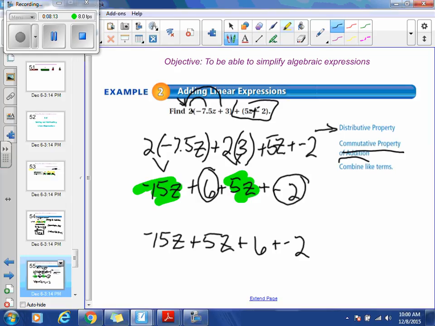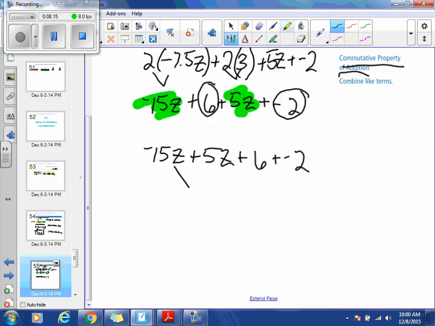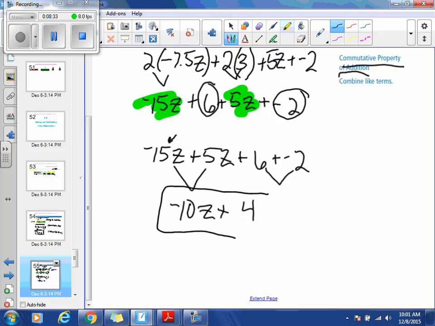Okay. So I'll combine what I can. -15 z's, 5 positive z's. Those 5 positive z's cancel with 5 of these negative z's, and I'm left with 10 negative z's. If I combine my ones, 6 positives and 2 negatives makes 4 positives. So now I've simplified my expression down to just 2 terms, and that's as far as I can go.